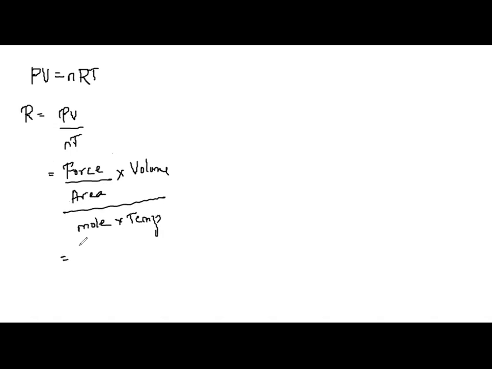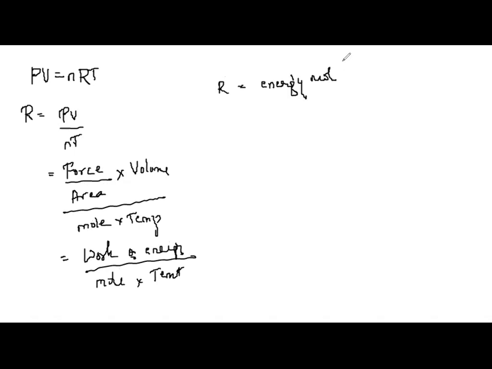So here I can write force by area into volume. Force into volume is work or energy. Force by area into volume is work, or you can call it energy, divided by mole into temperature, correct? Therefore, what will be the unit of R? I just wrote it to find the unit. It is nothing but energy per mole per Kelvin, because this is temperature, correct?